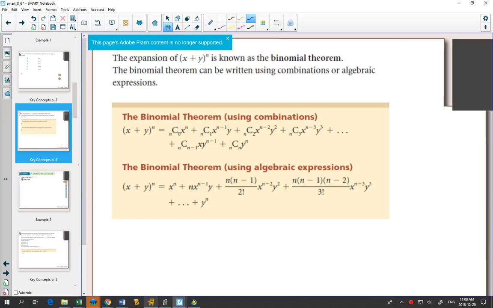So on page 740 and page 741, they have these boxes with the binomial theorem. They both show the formula or the idea in different ways. The first one is saying with combinations, x plus y to the n will be n choose 0, n choose 1, n choose 2, and so on as you go. Those numbers underlined in green, those just come from Pascal's triangle.